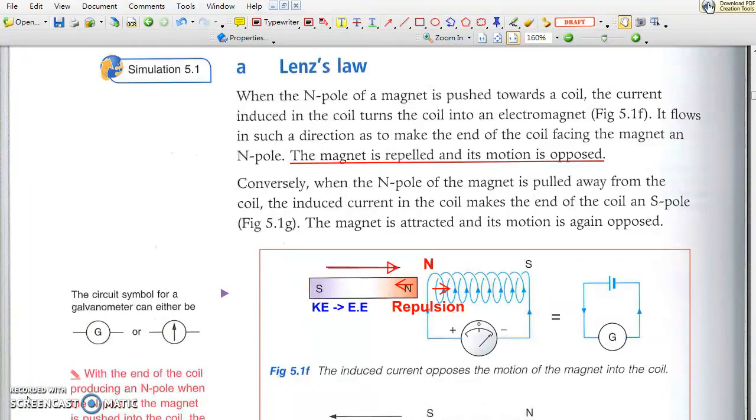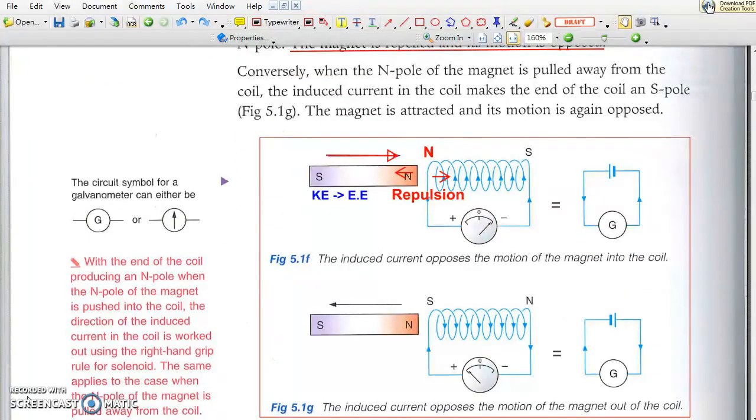Lenz's law says that the induced current should be in such a direction to oppose the change that induced the current. Sounds complicated, right? Let's see how we apply it in the following case. In the next picture, the north pole of the magnet is moved away from the solenoid. According to Lenz's law, the induced current should be in such a direction to stop the magnet's motion. So the solenoid should try to attract the receding magnet, and hence a south pole is induced, as shown.